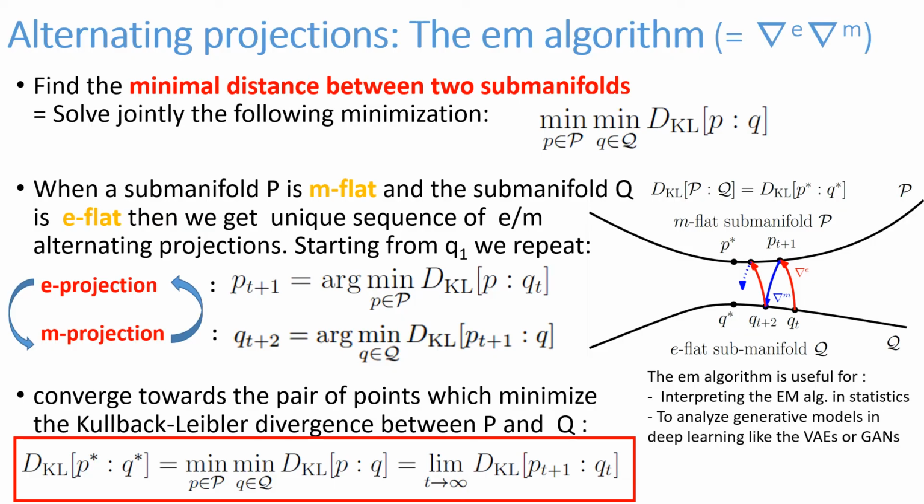The lowercase em algorithm is useful for interpreting the expectation maximization algorithm, the uppercase EM algorithm, in statistics, or to analyze generative models in deep learning, like variational autoencoders, VAEs, or generative adversarial networks, GANs.